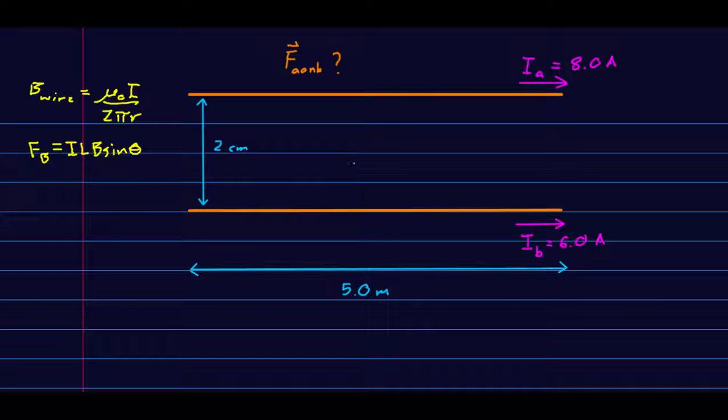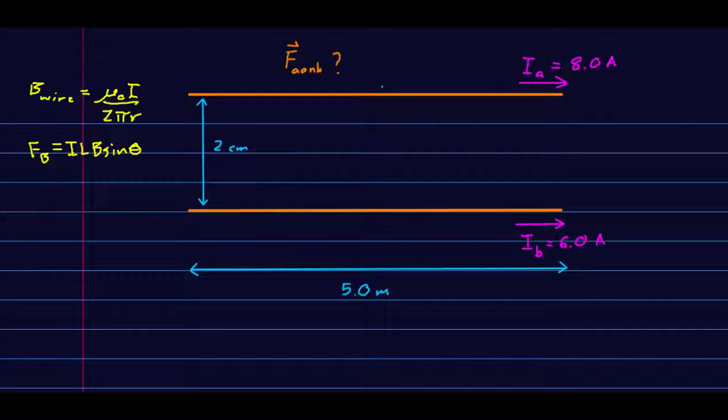When we were finding the field at the point in between, they were both source wires. But now we're thinking of wire A as the source of a field down here where B is, and B is a probe responding to that field. So let's first think about the direction of that field.